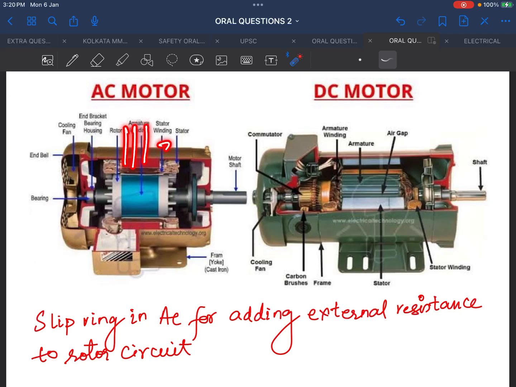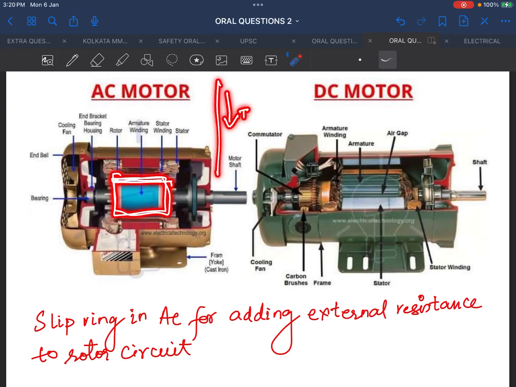When the three phase supply is given, a rotating magnetic field is produced, and this rotating magnetic field cuts the rotor conductor, so EMF will be induced. Due to this EMF a current is induced in this circuit, and due to this current a magnetic field will be produced, because if current is flowing in a conductor, a magnetic field is produced nearby. So how is the secondary magnetic field produced?